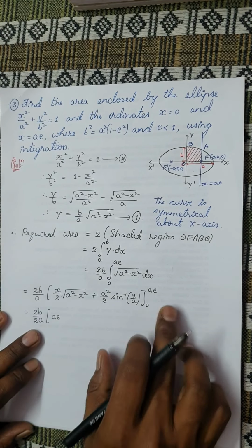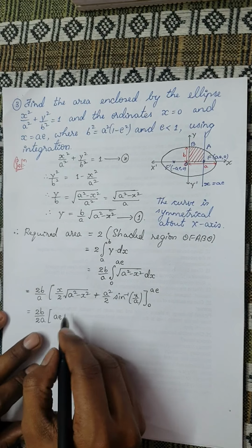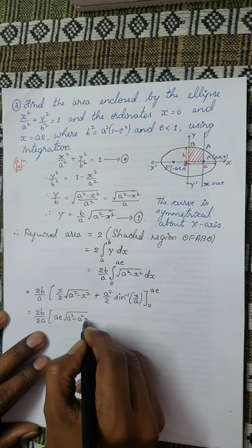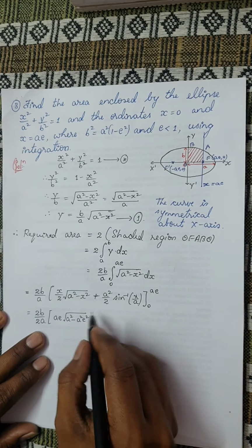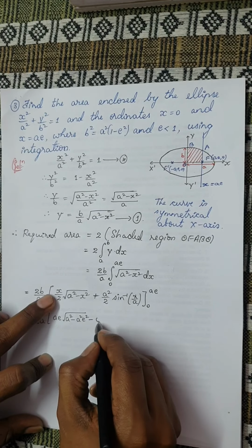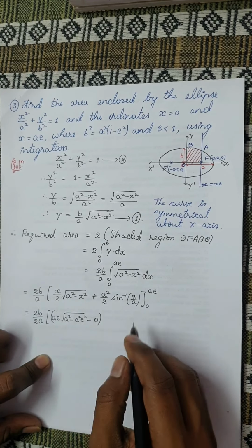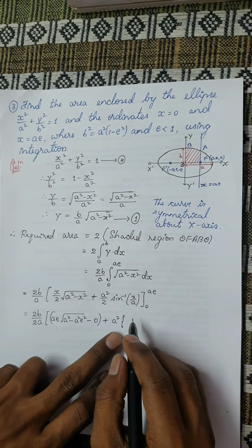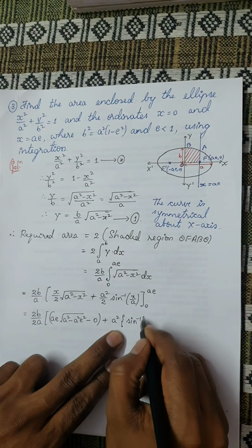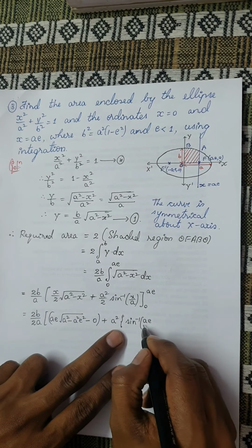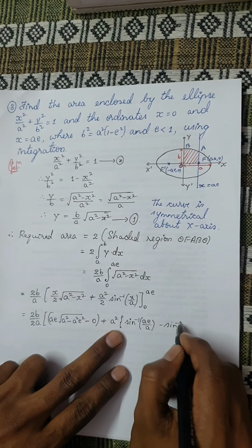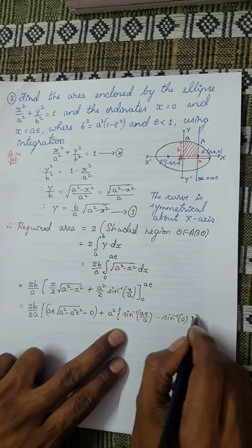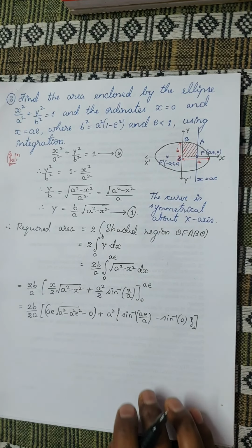So this would be ae into, please be very careful in this question particularly. So you will get ae into root of a square minus a square into e square, because x is ae. Minus the lower limit, which would be simply 0 because 0 into anything would be 0. Plus again a square is a constant, let me write it as it is outside. So this would be sine inverse of ae by a, minus sine inverse of 0, because 0 by a would be 0. And this is my limits application part.